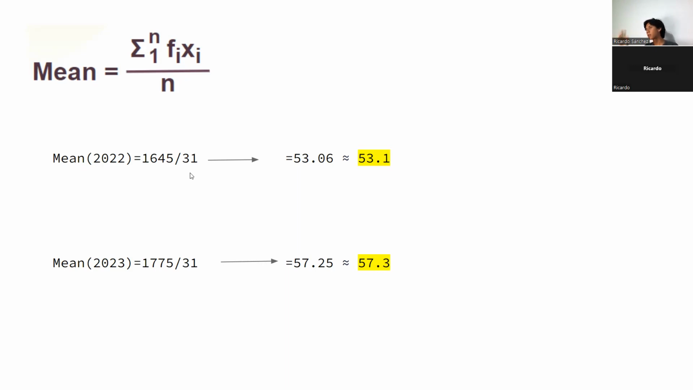In this case, our number is 31 because that is the number of days that we are taking into account. So it's 1,645 over 31 equals 53.06, and if we round it, we will have 53.1.